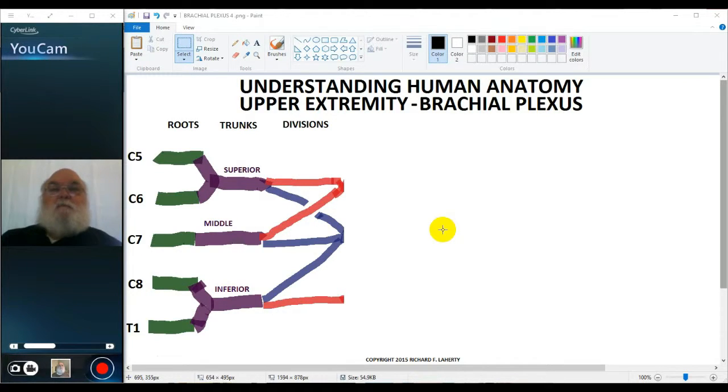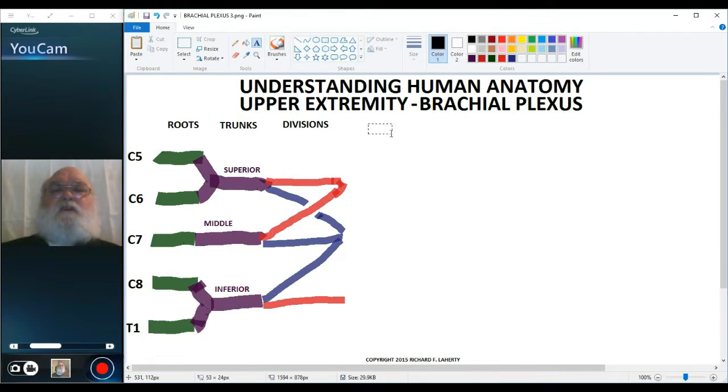Welcome back to Understanding Human Anatomy, the Brachial Plexus, Part 2. In the previous video, we talked about how the brachial plexus is formed from 5 roots. The roots are anterior primary rami of spinal nerve C5, C6, C7, C8, and T1. These 5 roots combine to form 3 trunks, a superior, middle, and inferior trunk. And each trunk then divides into an anterior and a posterior division.